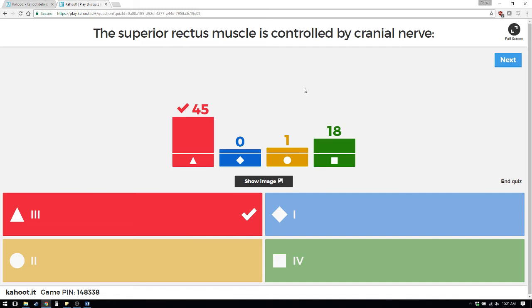But yeah, three is going to be responsible for moving which ones? Not all the rest. Yeah, except for the lateral muscle there. So lateral is going to be through which nerve? Six. Yeah, so the medial, the superior rectus, the inferior rectus, and also the inferior oblique is all going to be through cranial nerve number three, right? Make sure to keep those straight.